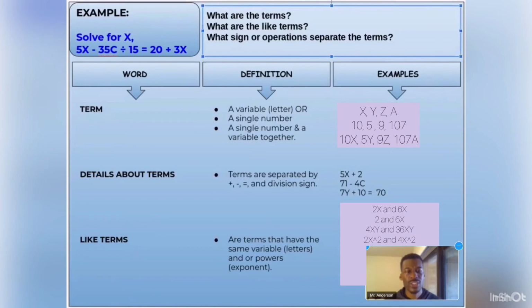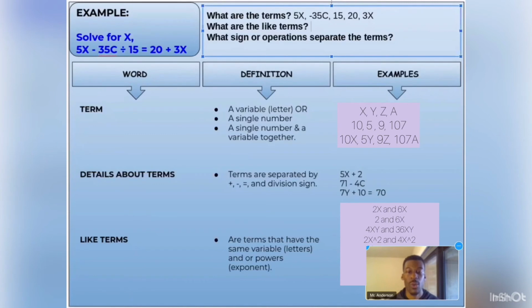All right? So what are the terms? Well, I actually told you before, the terms are 5x, negative 35c. And if you're figuring it out, go right ahead of me. 15, 20, 3x. Oh, that's beautiful right there. 5x, negative 35c, 15, 20, 3x. They're all terms. All right? 1, 2, 3, 4, 5 terms in this equation.